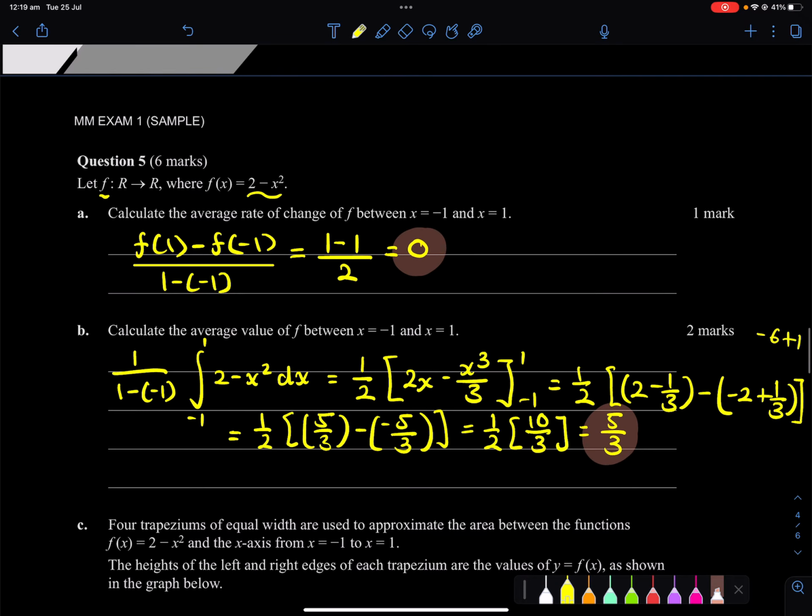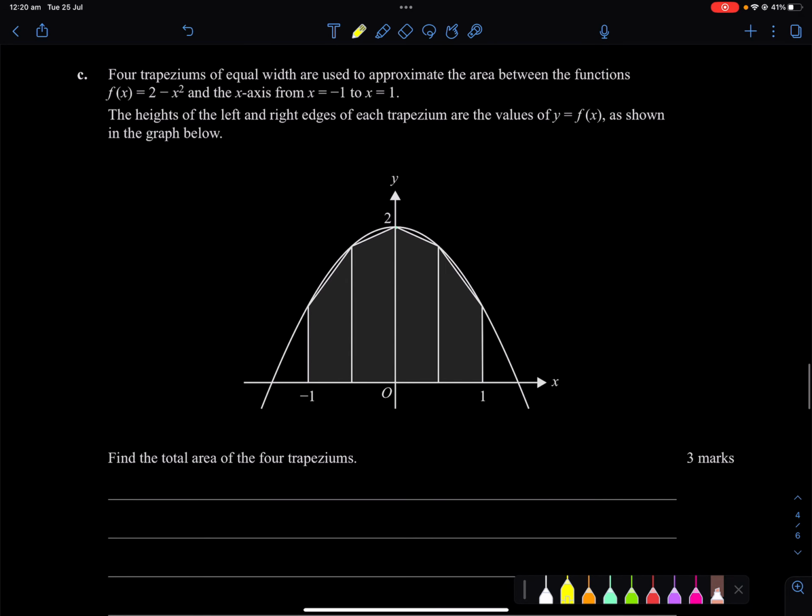To the next question. All right, 4 trapeziums of equal width are used to approximate the area between the function f of x and the x-axis from x equals -1 to x equals 1. The heights of the left and right edges of each trapezium are the values of y equals f of x, as shown on the graph. Find the total area of the 4 trapeziums.